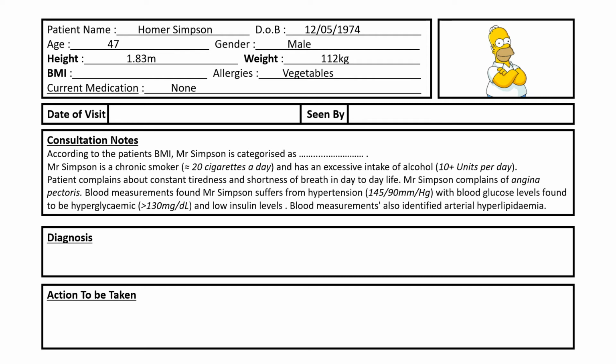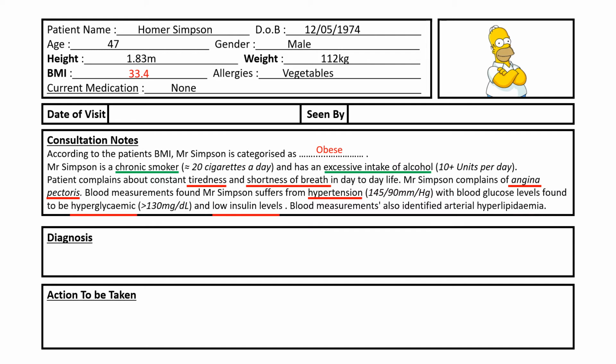The first patient we'll go over is Mr. Simpson. Using the BMI equation, we can work out that he has a BMI of 33.4, making him obese. He has two risk factors underlined in green. He also has his key symptoms underlined in red.